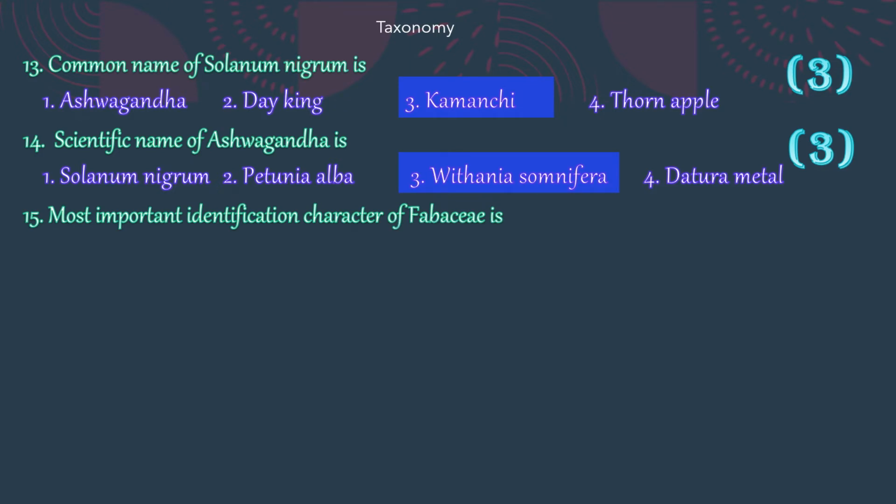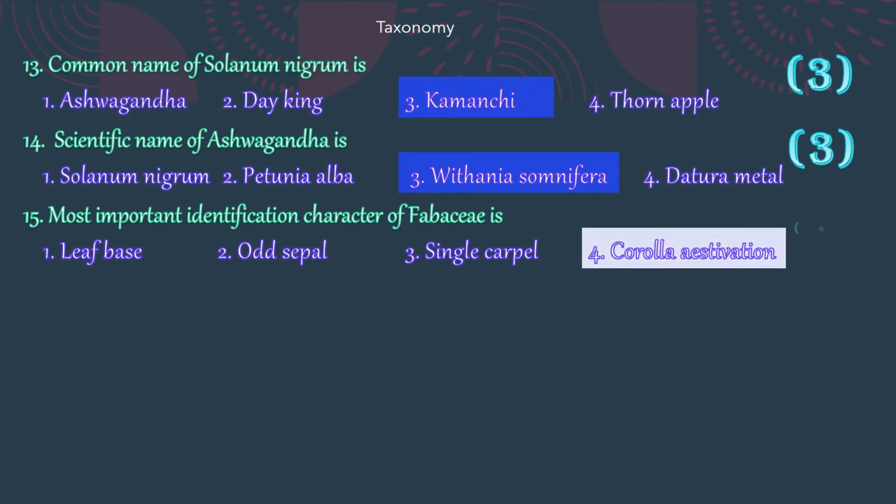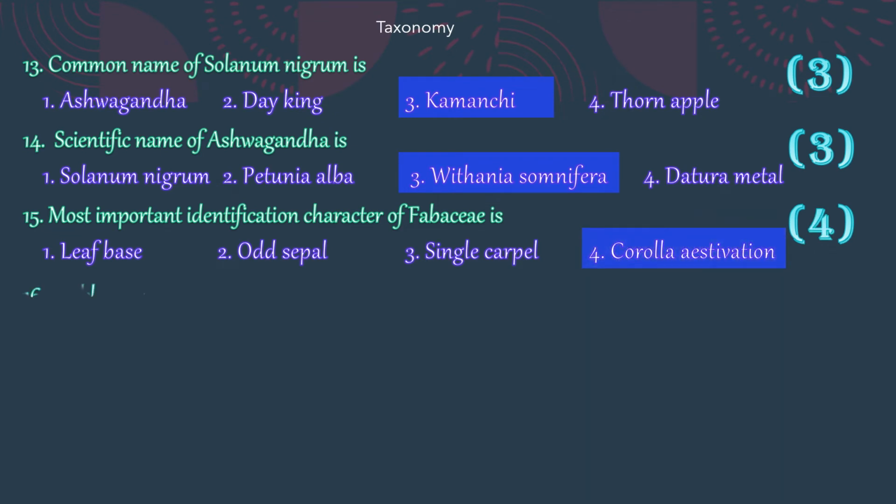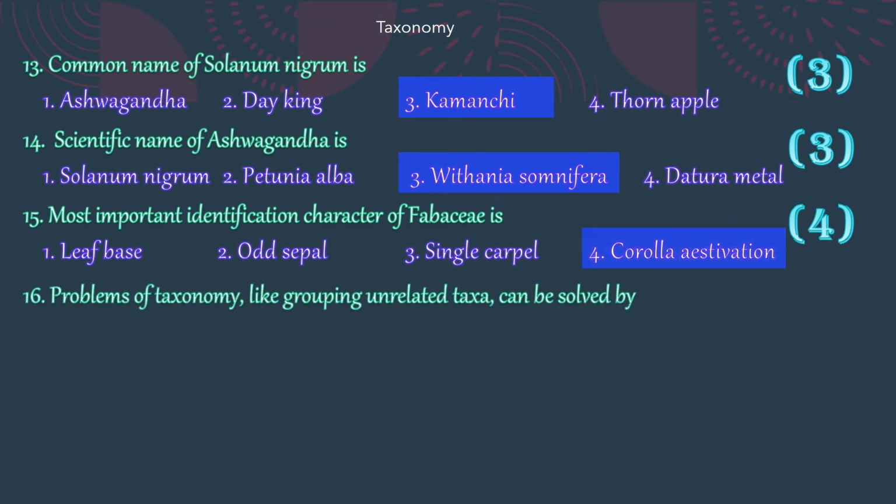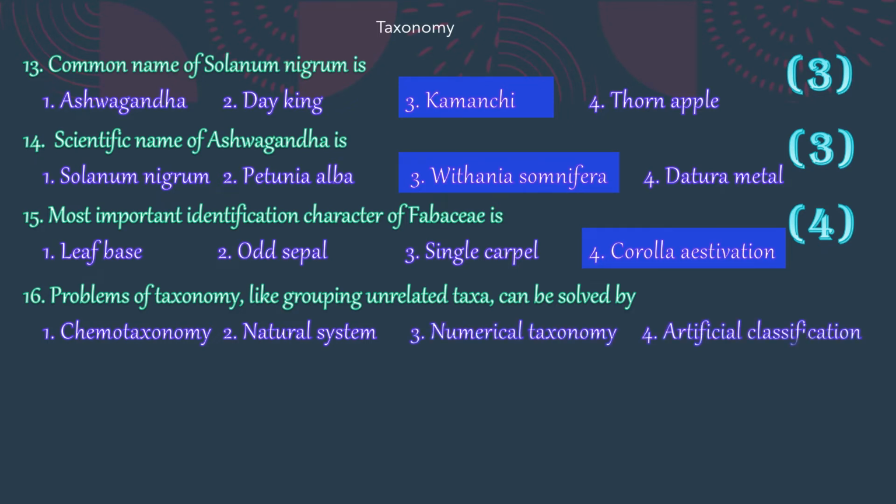Most important identification character of Fabaceae is: leaf base, odd sepal, single carpel, corolla aestivation. Now the answer is 4. Problems of taxonomy like grouping unrelated taxa can be solved by: chemotaxonomy; natural system; option 3, numerical taxonomy; option 4, artificial classification. Answer is 1. Chemotaxonomy.